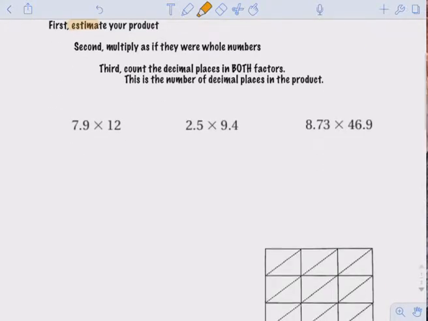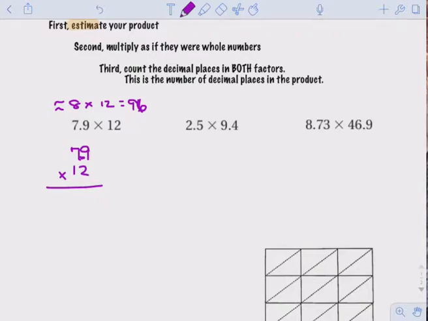Watch. So we have 7.9 times 12. 7.9 is approximately equal to 8, and 12 is equal to 12, so our answer should be somewhere around 8 times 12, or 96. All right? So remember, the first step, estimate. Second step, multiply as if they were two whole numbers. So it doesn't matter which number goes on top. 7.9 times 12.